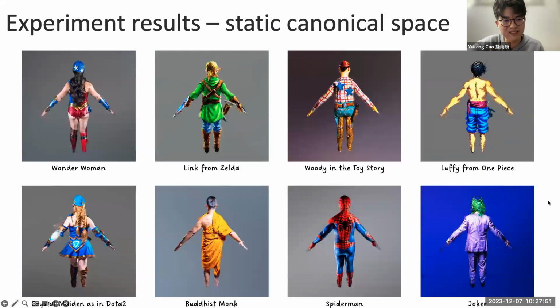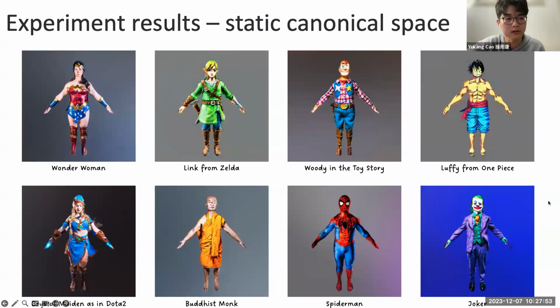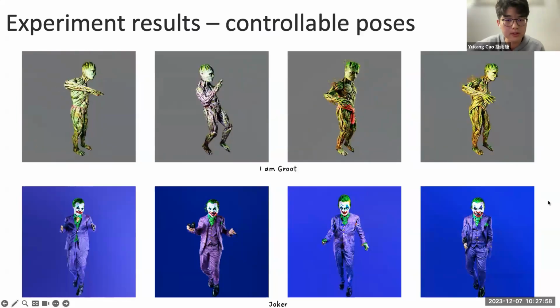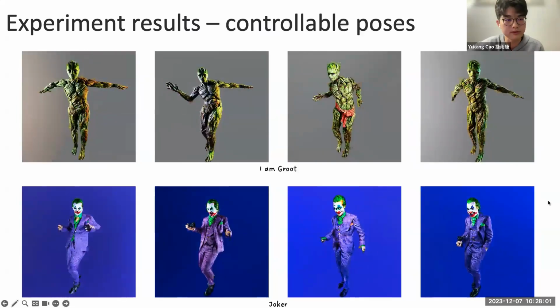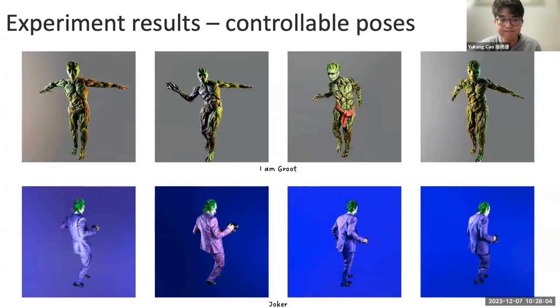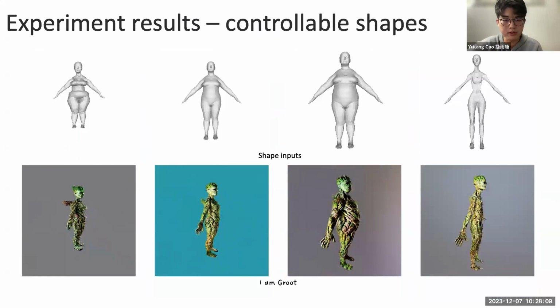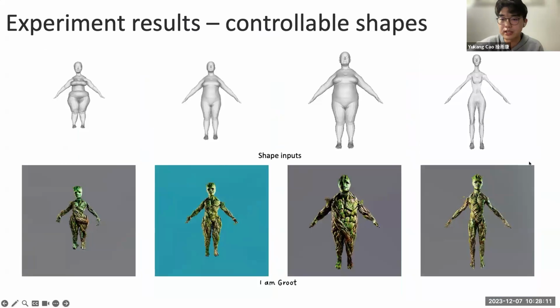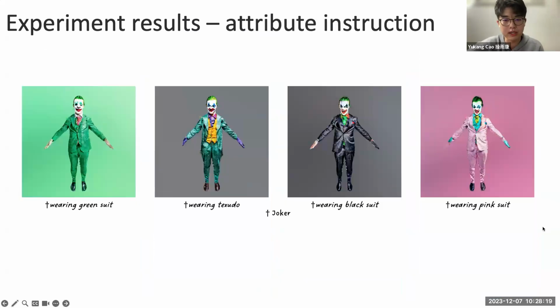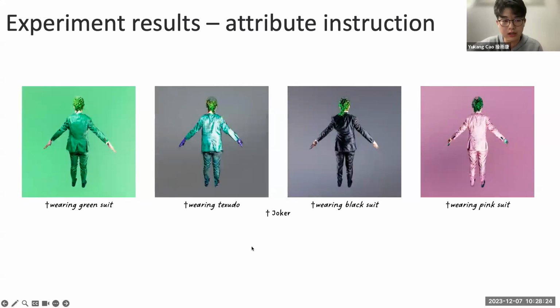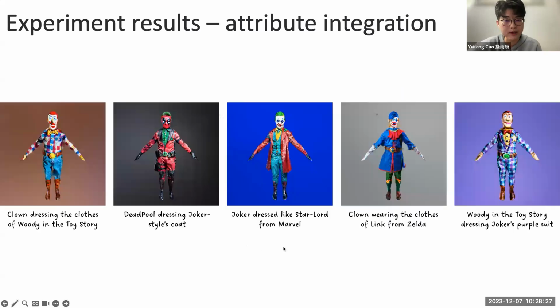Here are some results, firstly under the canonical space from various test prompts. We can also control the pose of the generation, including different complex poses. And by changing the shape parameters, we can control the shape of the final generation, for example, thin, tall, fat. We can also generate results based on instructions, like Joker wearing different colors of suits.